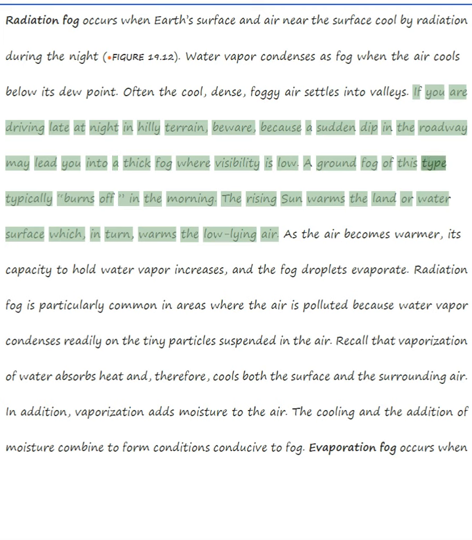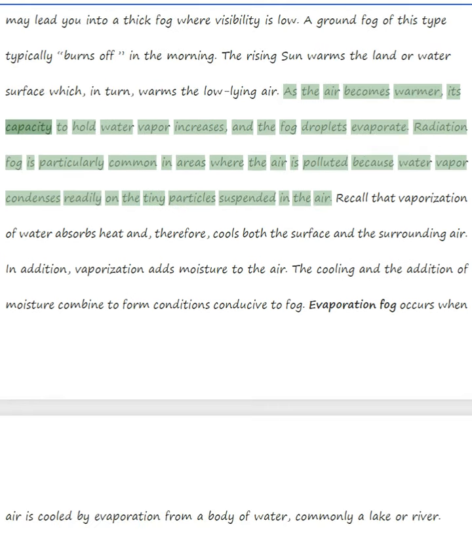A ground fog of this type typically burns off in the morning. The rising sun warms the land or water surface which, in turn, warms the low-lying air. As the air becomes warmer, its capacity to hold water vapor increases, and the fog droplets evaporate. Radiation fog is particularly common in areas where the air is polluted because water vapor condenses readily on the tiny particles suspended in the air.